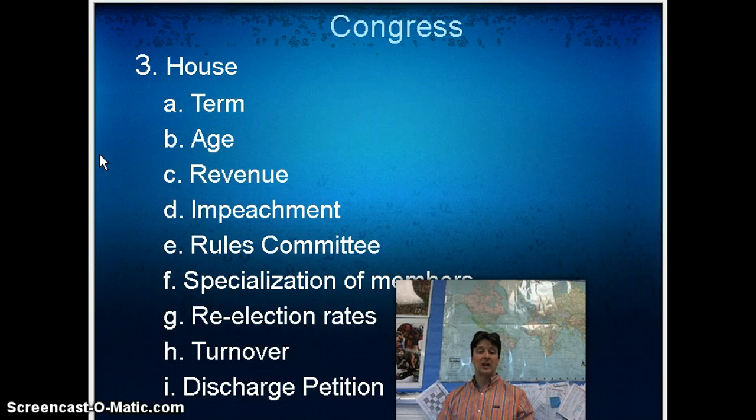So Senate, they don't leave. In the House, they leave. But if you run again, chances are you've got a good chance of being reelected.